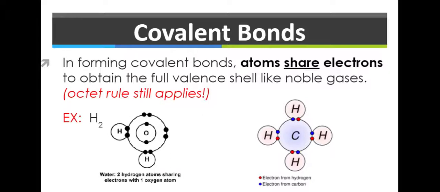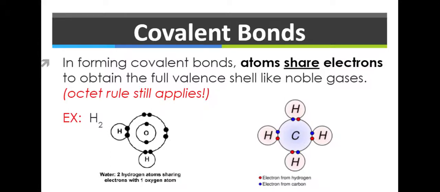So in forming covalent bonds, atoms share electrons to obtain the full valence shell like a noble gas. Okay? The goal is to hit the octet rule. The octet rule basically just means that atoms want to form groups of 8. Okay, they want a full valence shell of 8, and they're going to match up with other atoms that hit that 8 count.